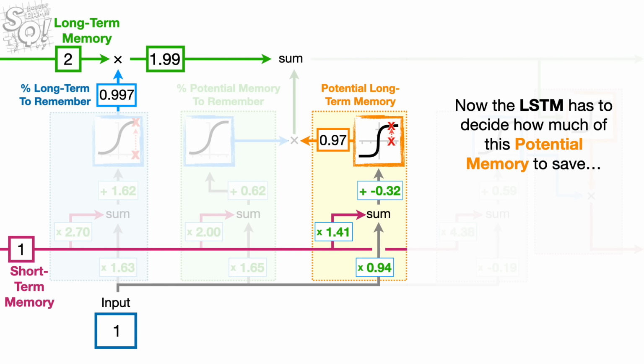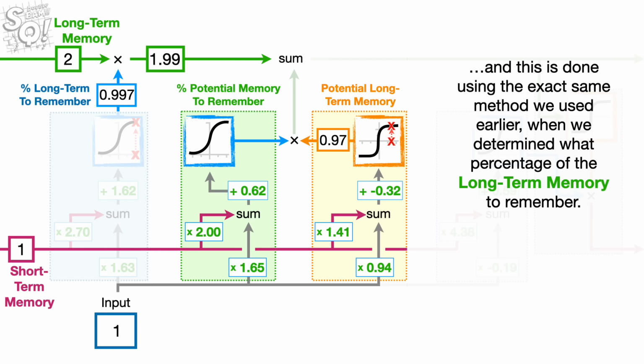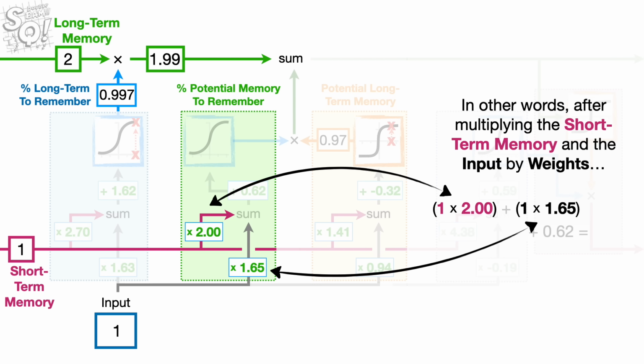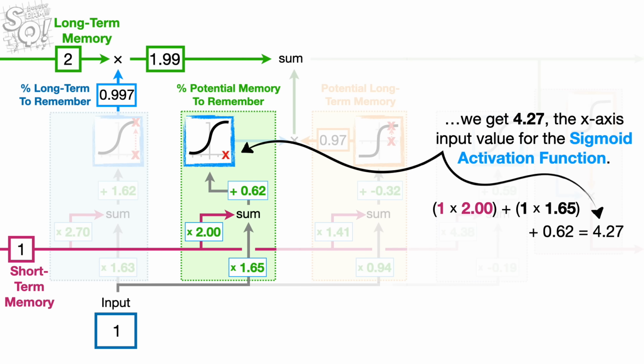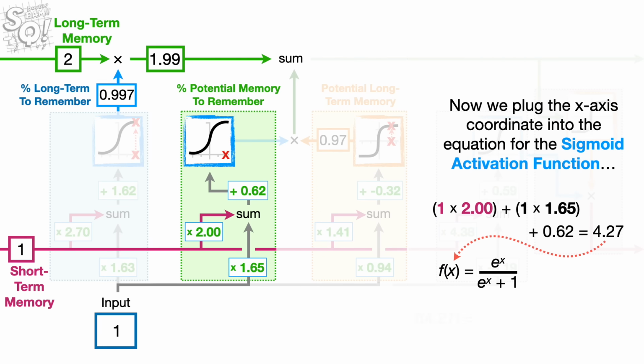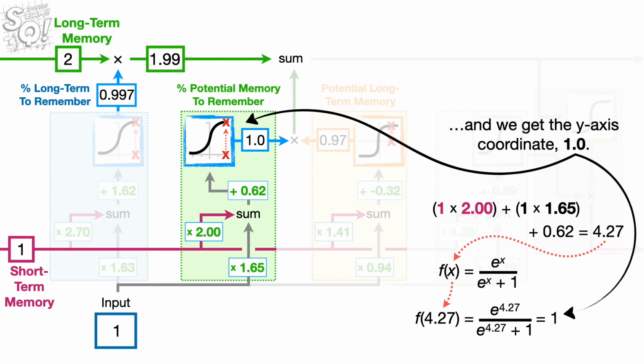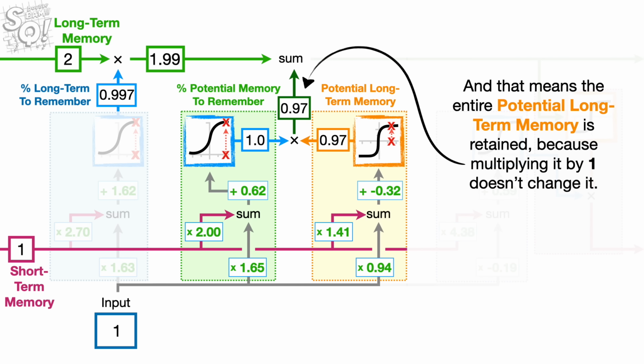Now the LSTM has to decide how much of this potential memory to save. And this is done using the exact same method we used earlier when we determined what percentage of the long-term memory to remember. In other words, after multiplying the short-term memory and the input by weights, adding those products together, and adding a bias, we get 4.27, the x-axis input value for the sigmoid activation function. Now we plug the x-axis coordinate into the equation for the sigmoid activation function, and we get the y-axis coordinate, 1.0. And that means the entire potential long-term memory is retained because multiplying it by 1 doesn't change it.